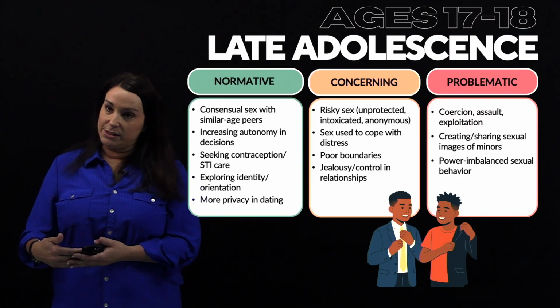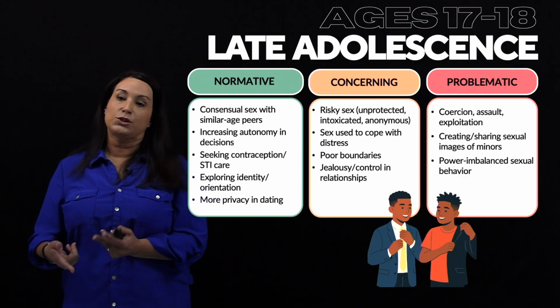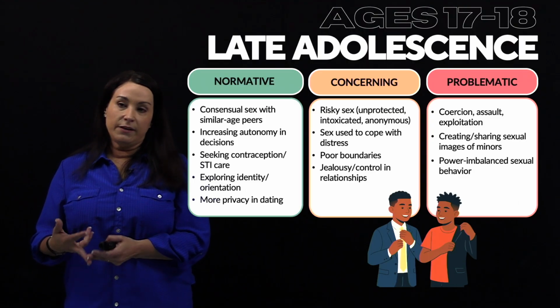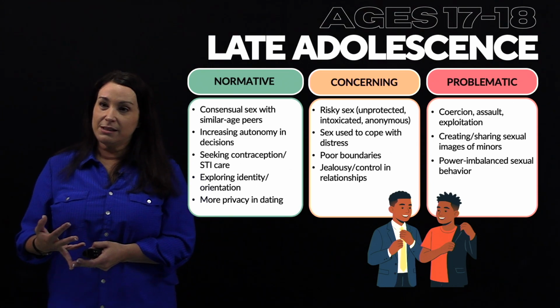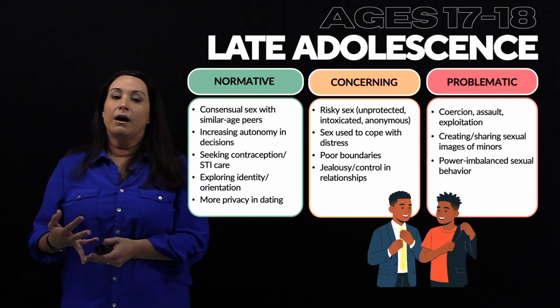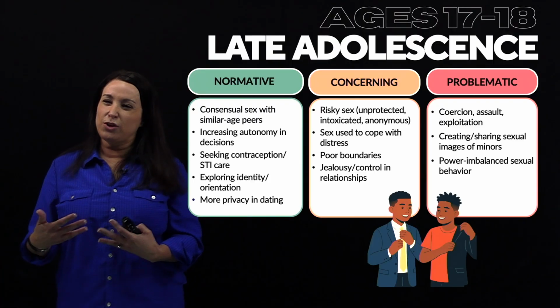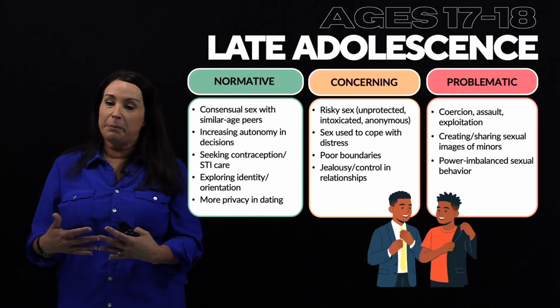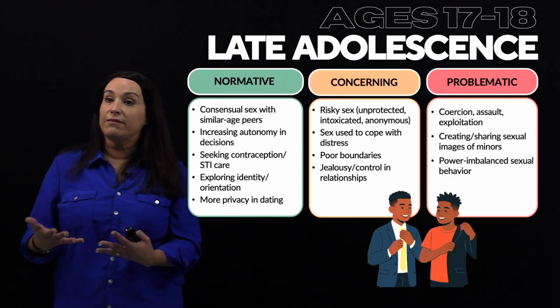You'll see more privacy with dating. And of concern would be risky sex, so unprotected, definitely those linked to substance use, so intoxicated, anonymous sex with someone they just met and they don't even know their last name. Sex used to cope with distress. Again, you don't want to pair those two things and make that a coping mechanism. You want them to learn other ways to cope with negative feelings.